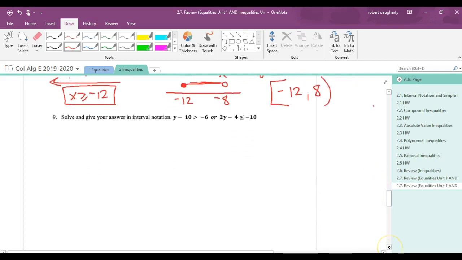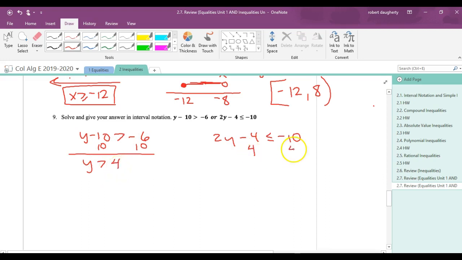Compound inequality with an OR. You just treat this as two separate problems. y minus 10 greater than minus 6, 2y minus 4 less than or equal to minus 10. Add 10 to both sides. y greater than 4. Add 4 to both sides over here. You get 2y less than or equal to minus 6. Divide both sides by 2. y less than or equal to minus 3.